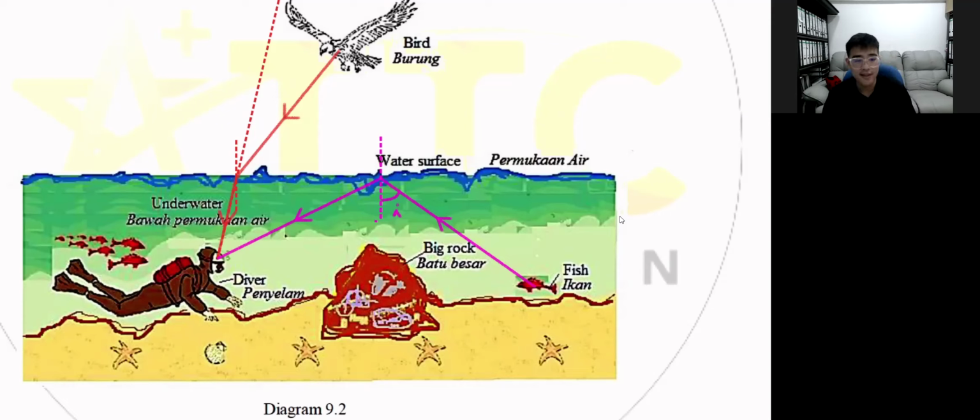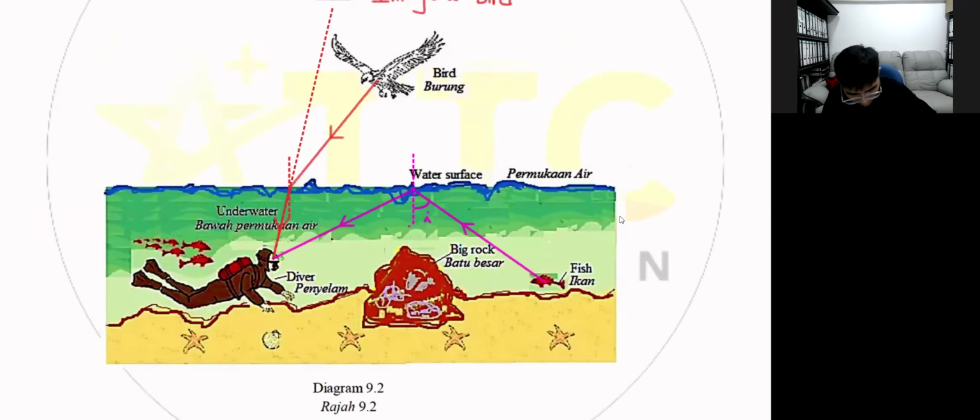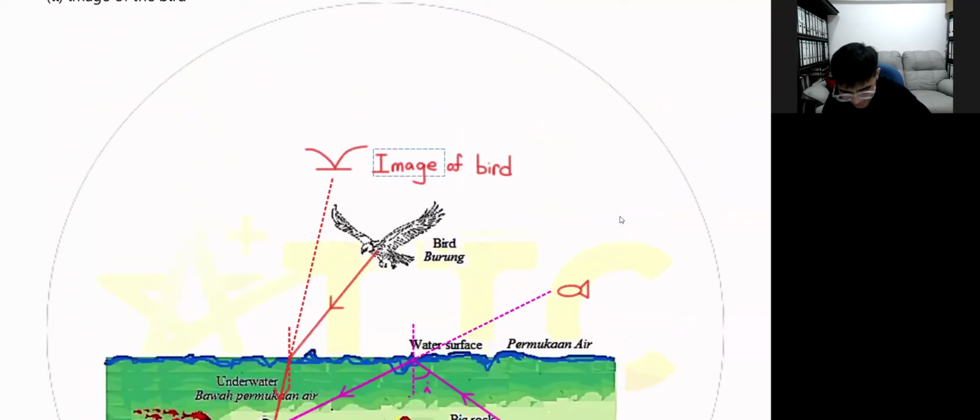But of course, again, the diver is actually not looking at the object of the fish, not the actual fish. The diver is actually looking at the image of the fish. So what you need to do here is also draw a dotted line, matching the angle of the reflected ray, and then on top of here, you have to draw a fish. That is the image of the fish that the diver is looking at. So the diver is not looking at the actual fish. So you have to remember, the diver is actually looking at the image of the fish.